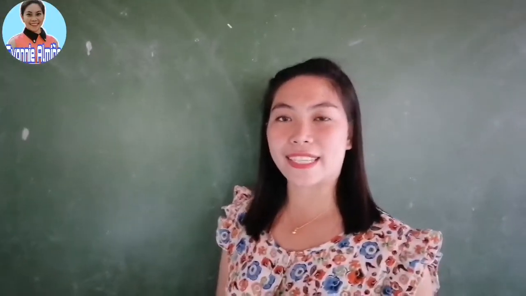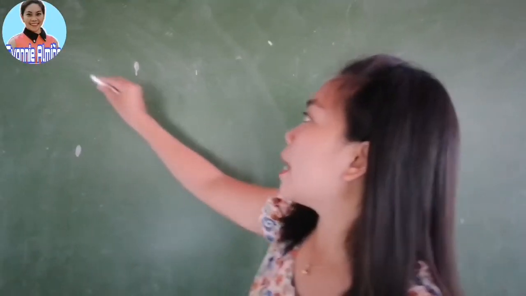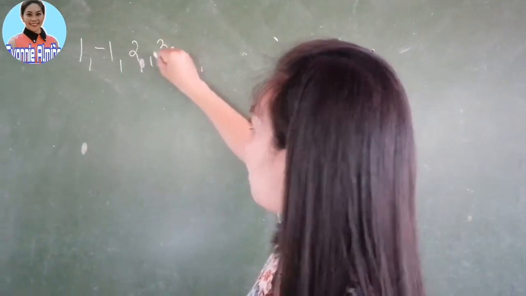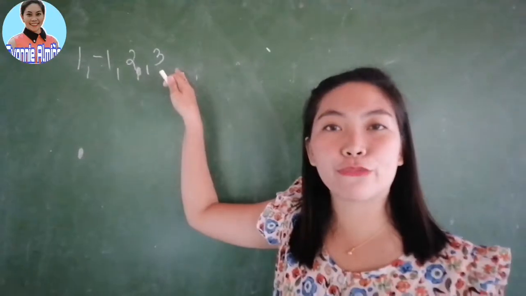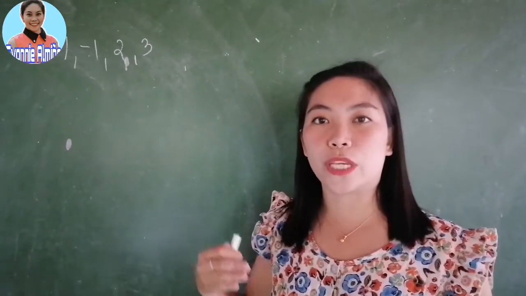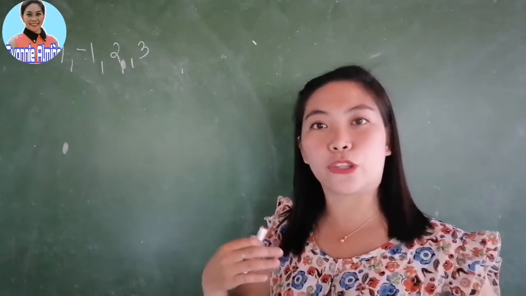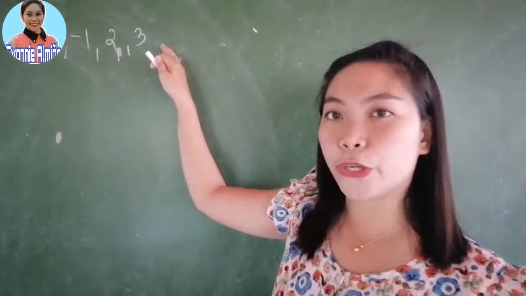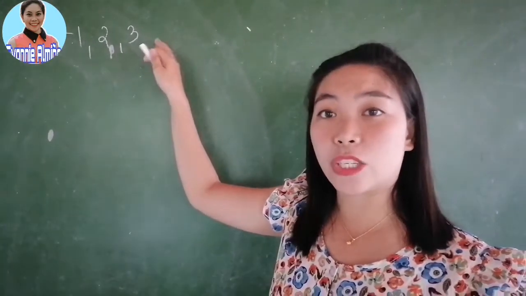Okay, let's try this example. So let's have as roots 1, negative 1, 2, and positive 3. So we have 4 given roots here. Now, what we're going to do is create this into a polynomial equation. Then, since the roots are given, we will make them factors.